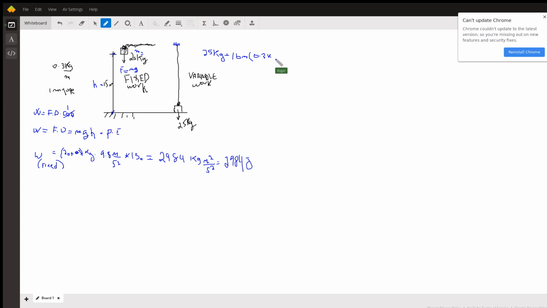Right? So meter and meter cancels out. You get in the mass, let's call this mass big M, just to not confuse with the other one. So this mass big M is really equal to 25 plus 16 times 0.3.